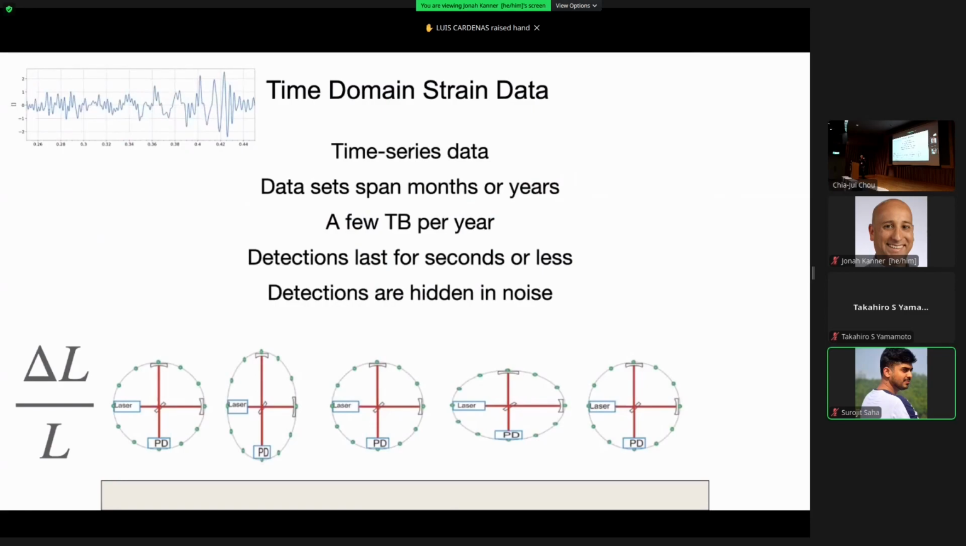The data can span months or years. We heard in the talk this morning that the instruments run in a series of observing runs. Currently, we're in our 4th observing run.